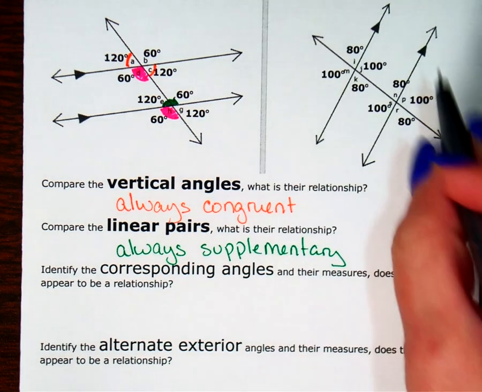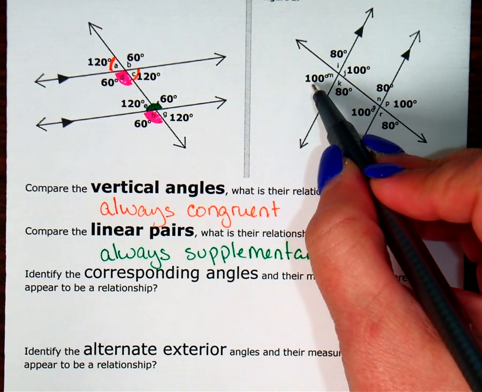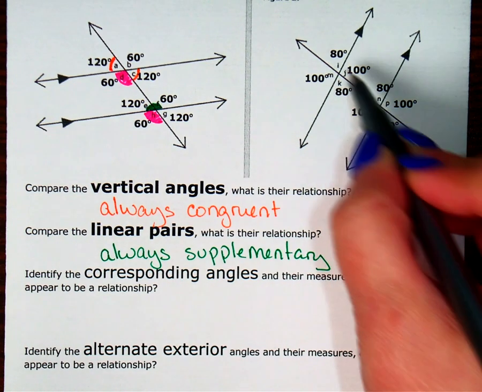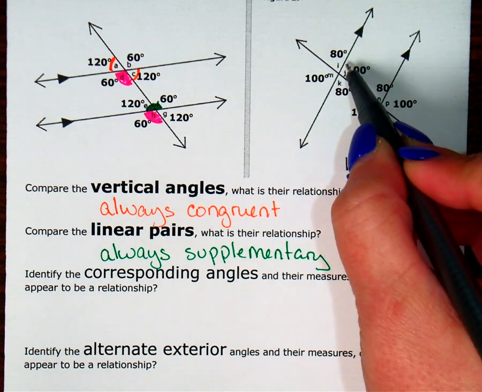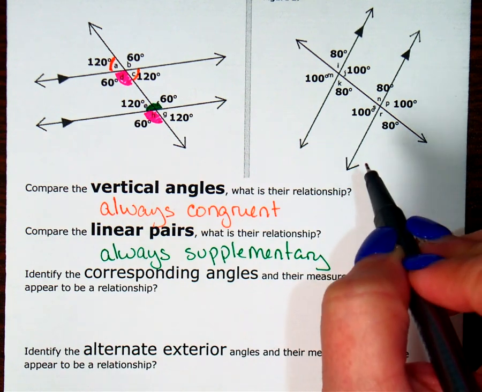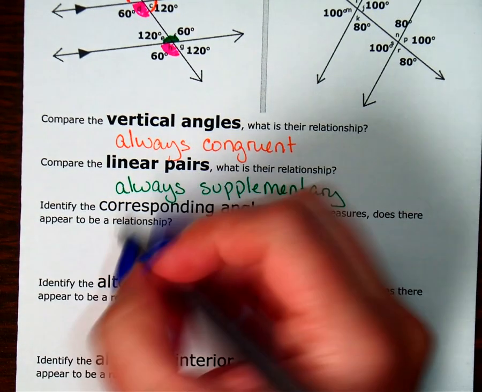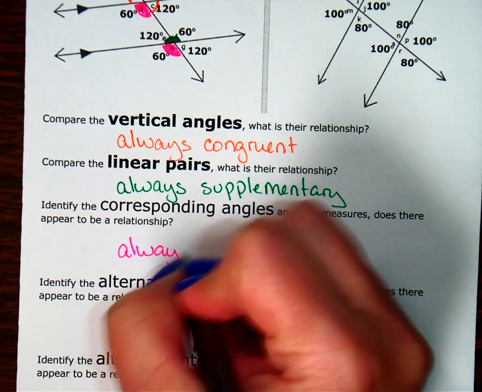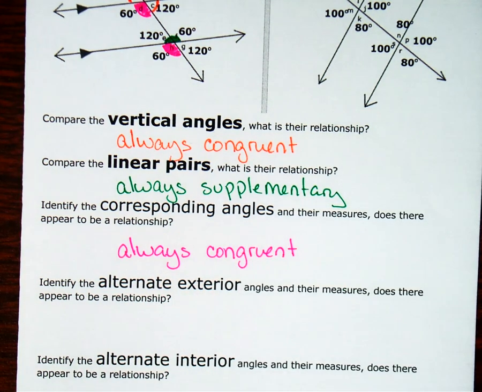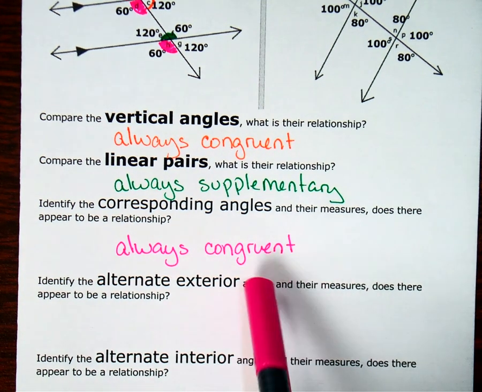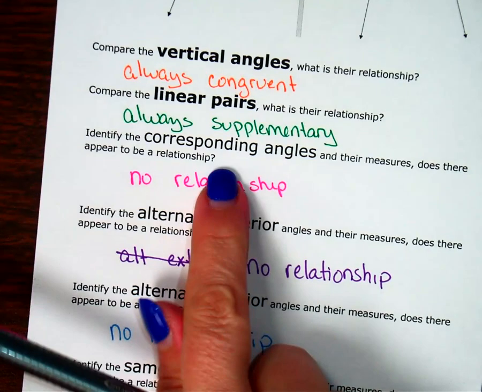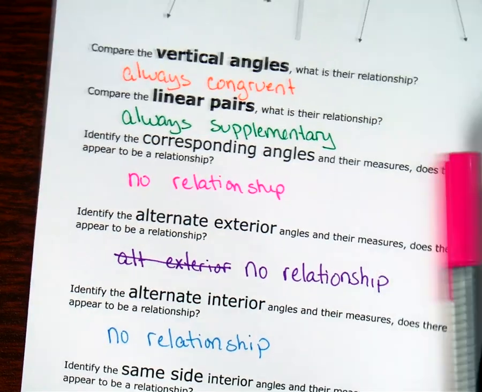But let's see if that's also true on my second example. 100 here matches with 100 here. 80 matches with 80. 80 matches with 80. 100 matches with 100. My corresponding angles are always congruent when I have parallel lines. Okay? Again, we know this only happens when I have parallel lines because back here we said with corresponding angles, there was no relationship.